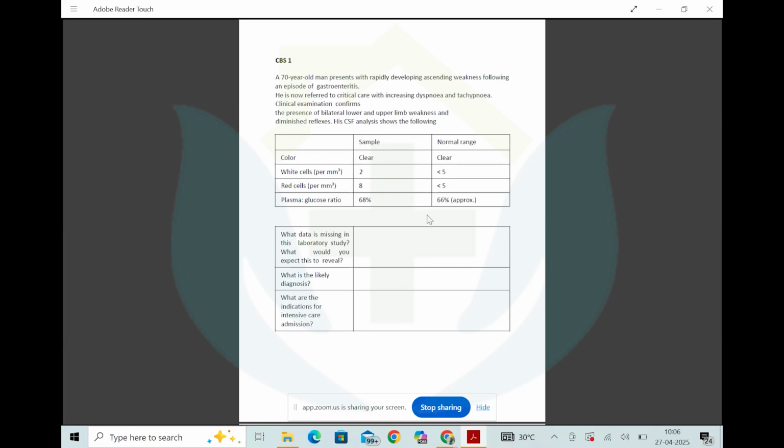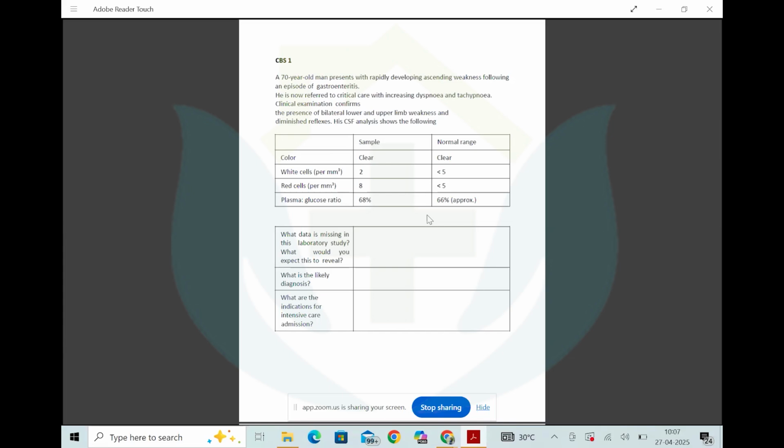So the first question is: a 70-year-old man is presenting with rapidly developing ascending weakness following an episode of gastroenteritis. He's also referred to critical care with increase in dyspnea, tachypnea. Clinical examination confirms that he has bilateral lower limb and upper limb weakness and diminished reflexes. His CSF analysis is showing this. White cells number is 2, red cells number is 8, and plasma to glucose ratio is 68.